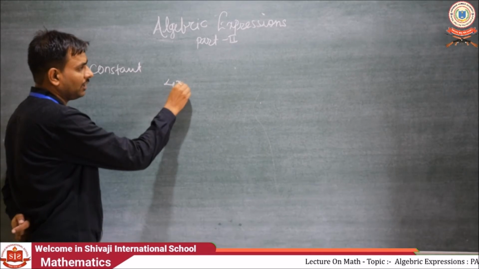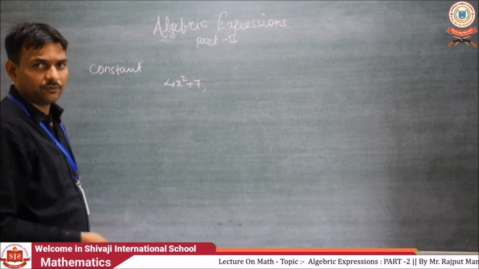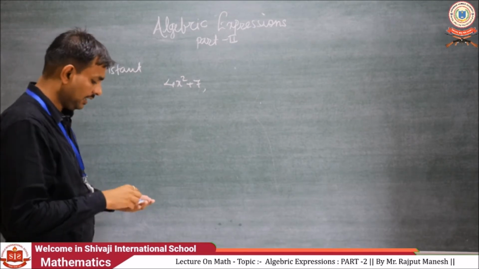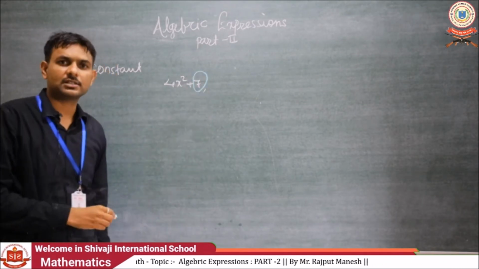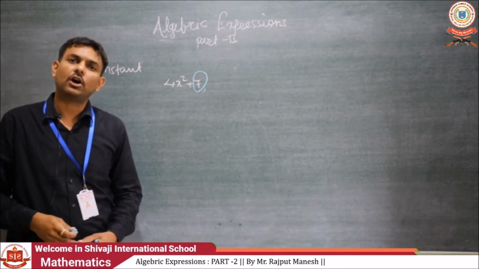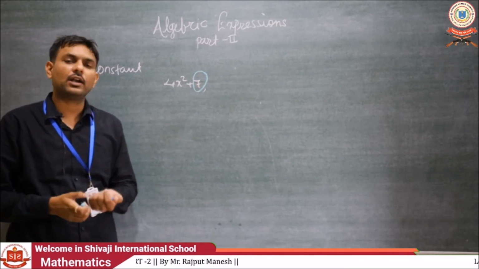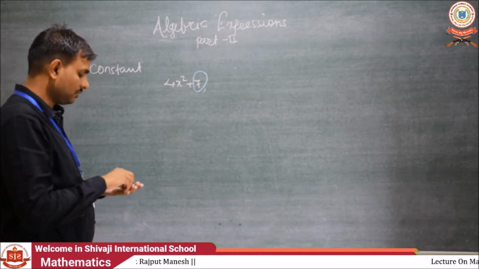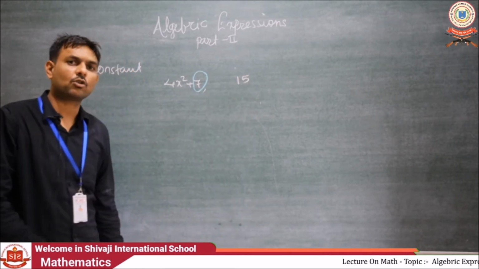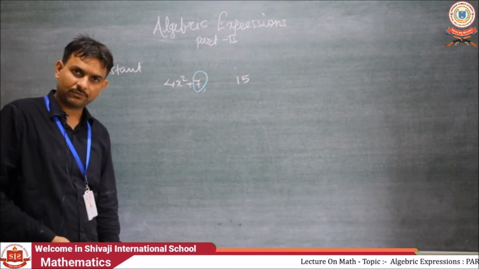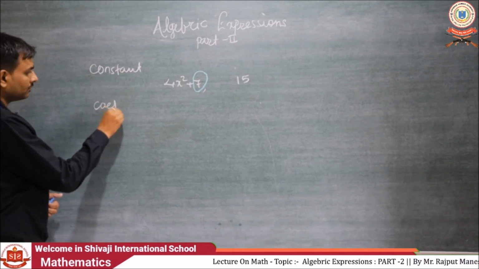4x square plus 7. Clear? Now here the number 7 is the constant. Constant means the value will not change. Such numbers are called constant numbers. One more example we can take: if I am writing only 15, this is also a constant number. Fine? Okay.